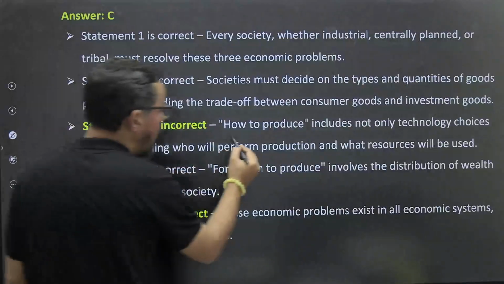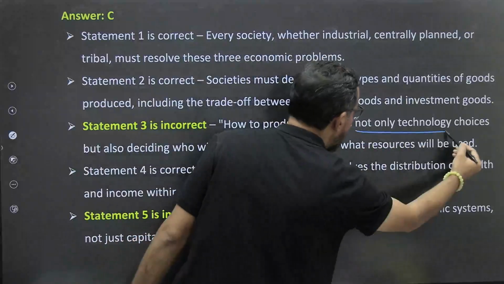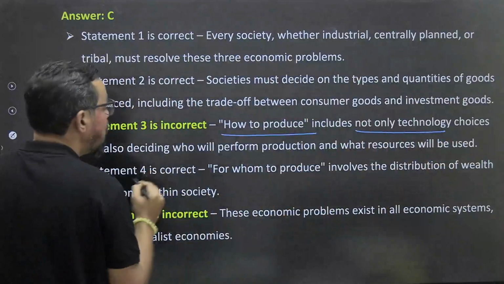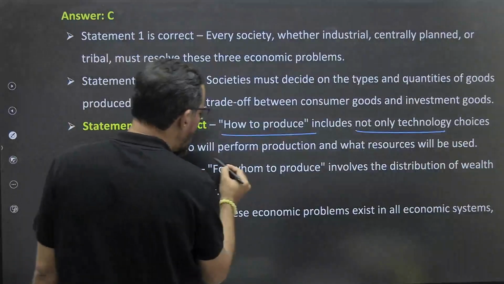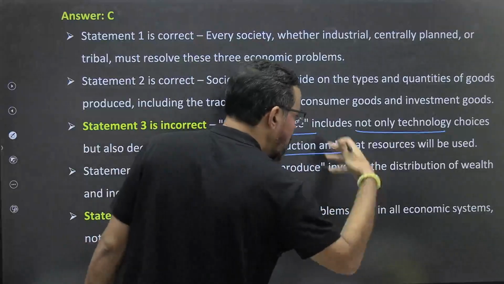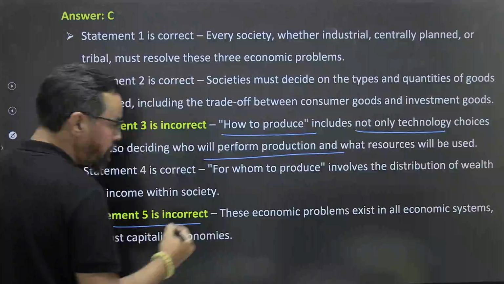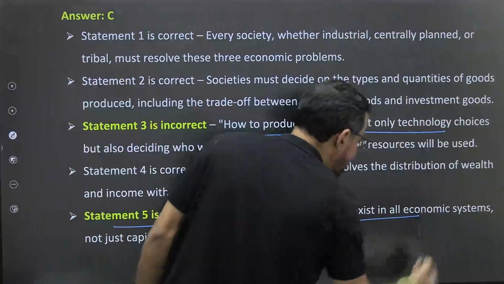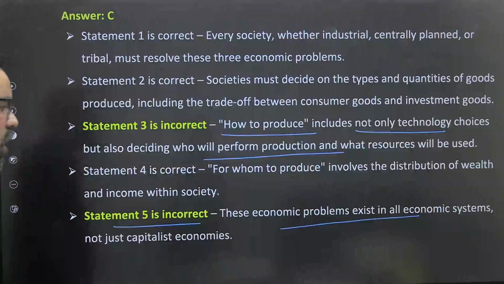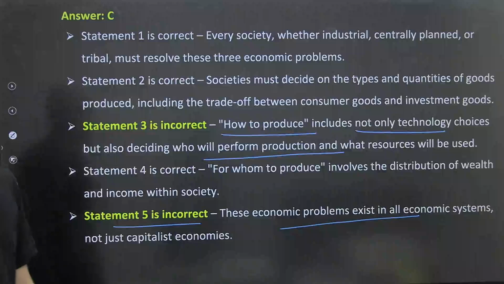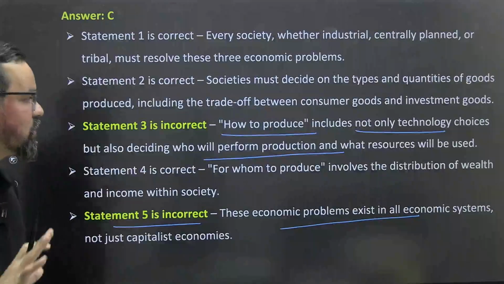When it comes to how to produce, it is not only about the technology choices, it is also deciding who will perform production and what resources will be used. When it comes to statement 5, these economic problems exist in all economic systems, not only in capitalistic economies, right? So I hope this is clear.